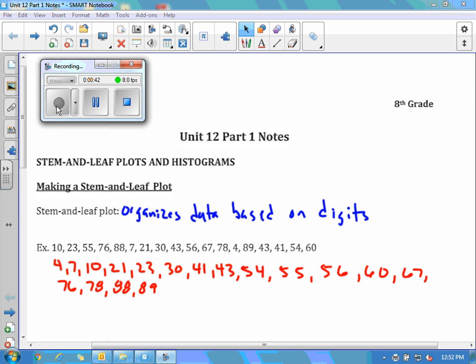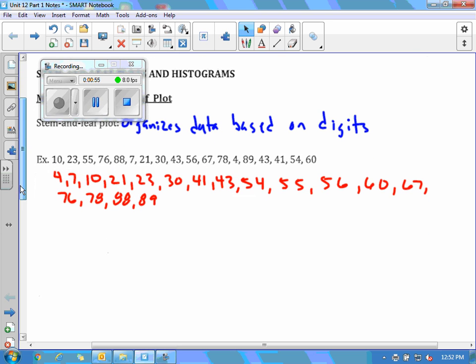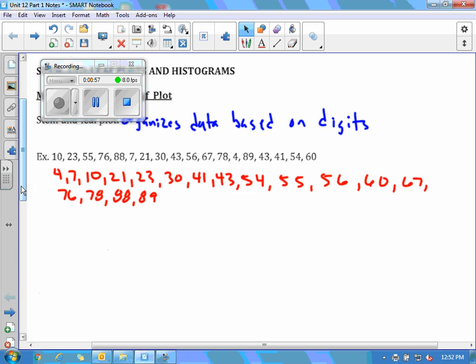So first thing we're talking about is making stem and leaf plots. A stem and leaf plot organizes data based on digits, and that'll make sense as we get into this. So our first example, there's a bunch of different numbers there. And the first thing I did was I put them in order from least to greatest. You don't have to do that, but I think it's a lot easier, so that's the first thing I always do. So like I said, these are in order from least to greatest.